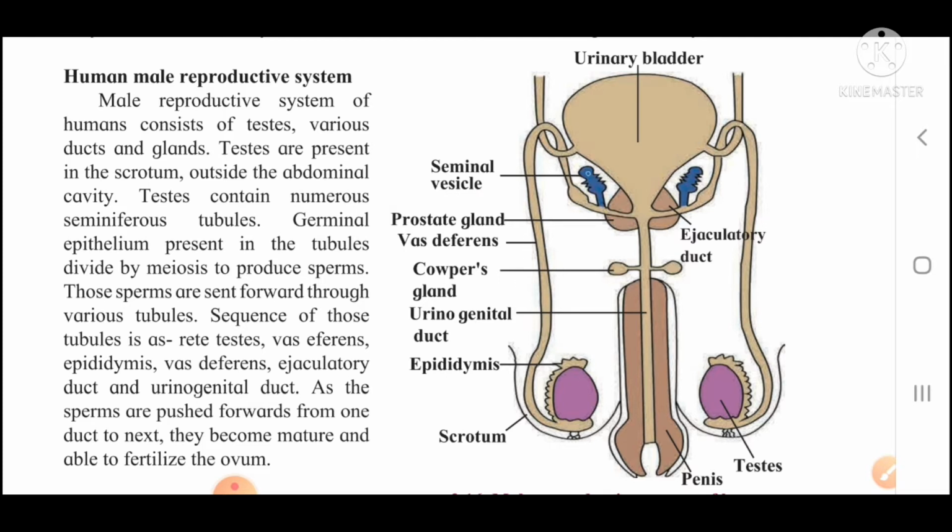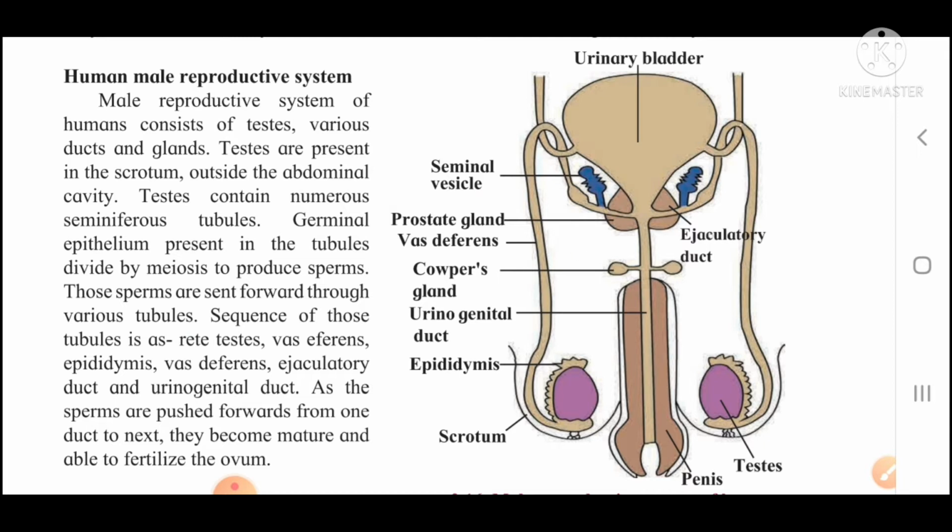The testes, this seminal vesicle, and the ejaculatory glands, these all are responsible for producing the sperms. You will see further now with the help of meiosis. Those sperms are sent forward through the various tubules. The seminal vesicle, ejaculatory duct and urinogenital duct, these three help the sperm to travel towards the penis. The sequence of those tubules is rete testis, vas deferens and epididymis.